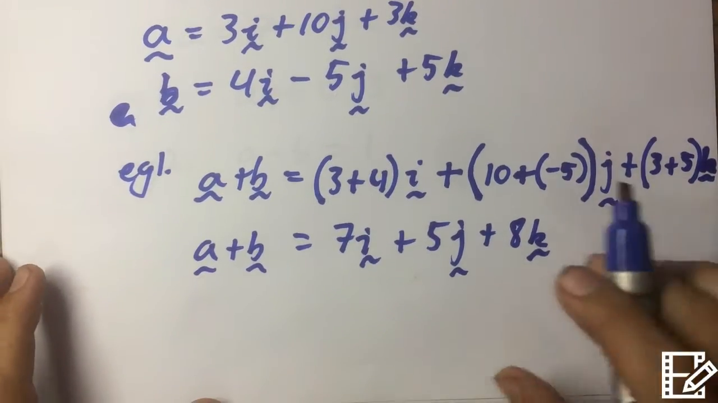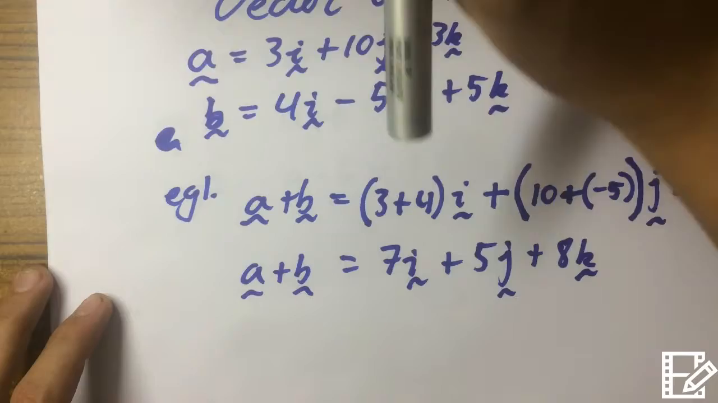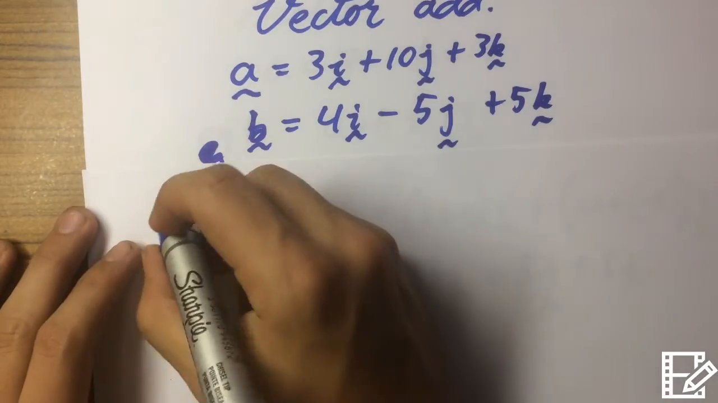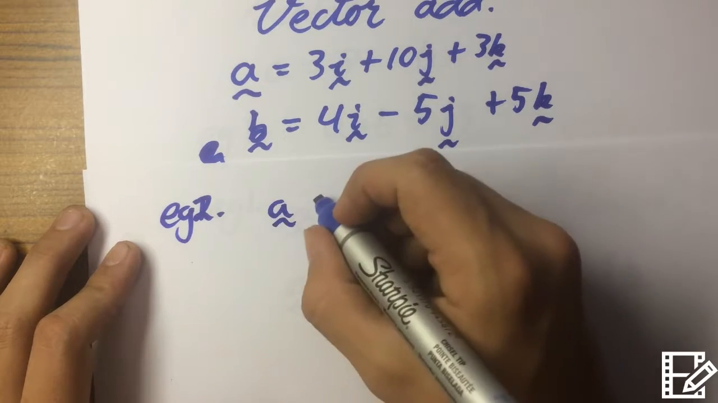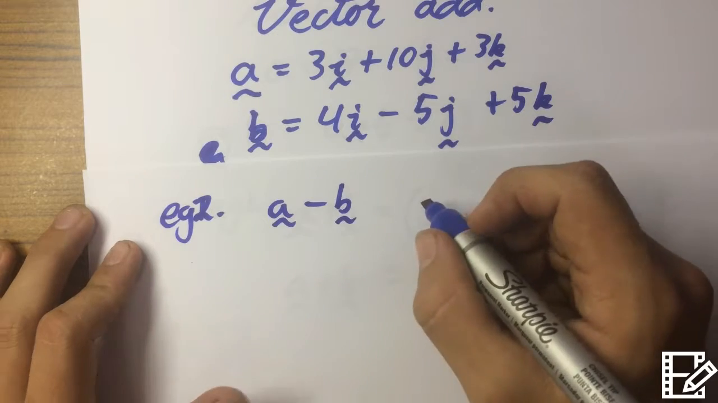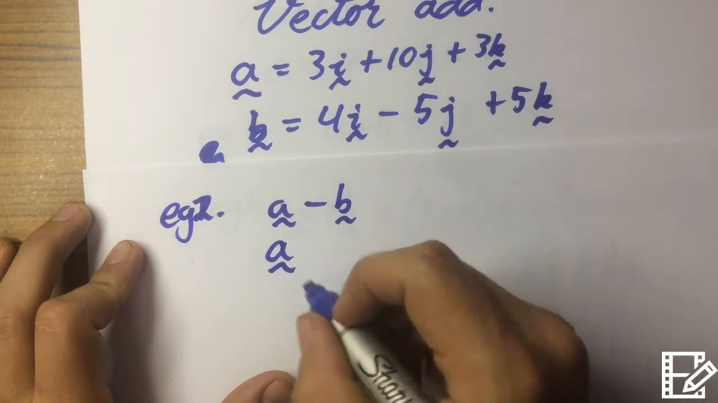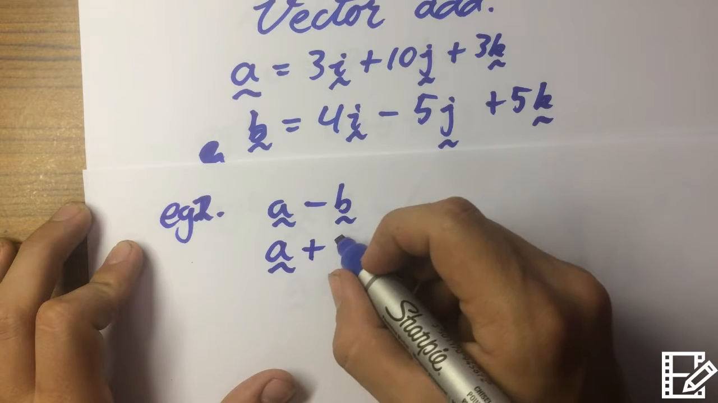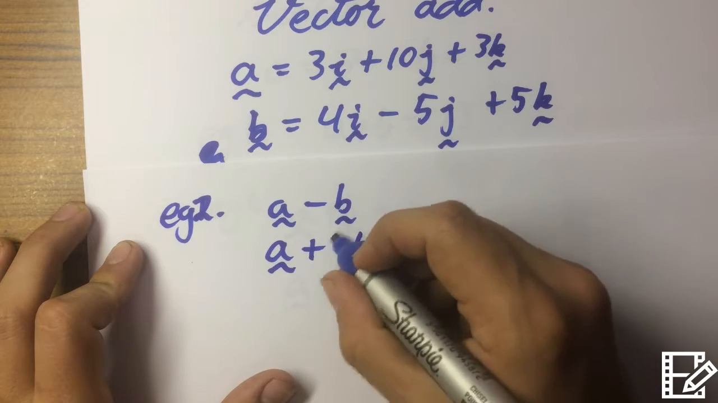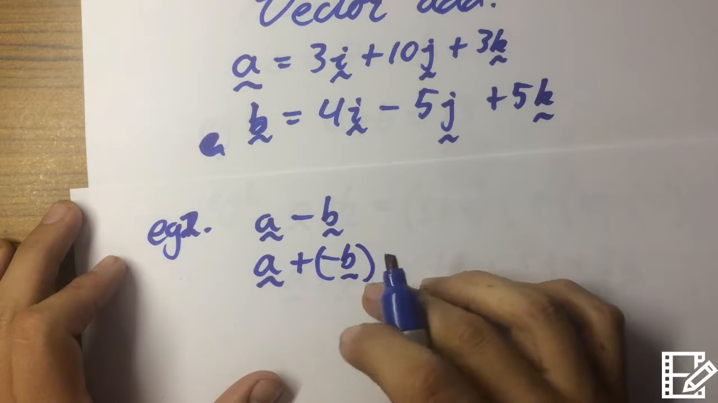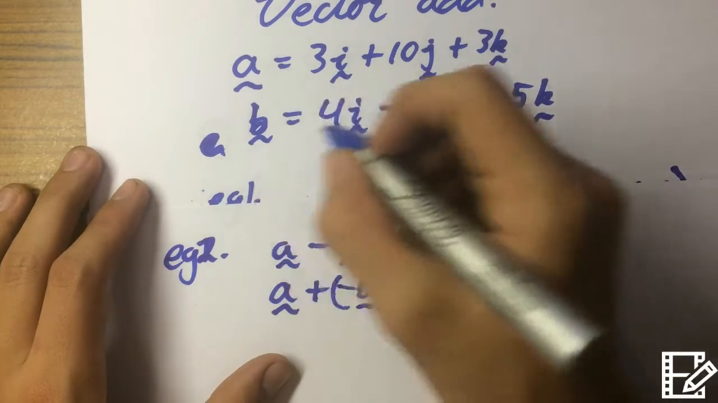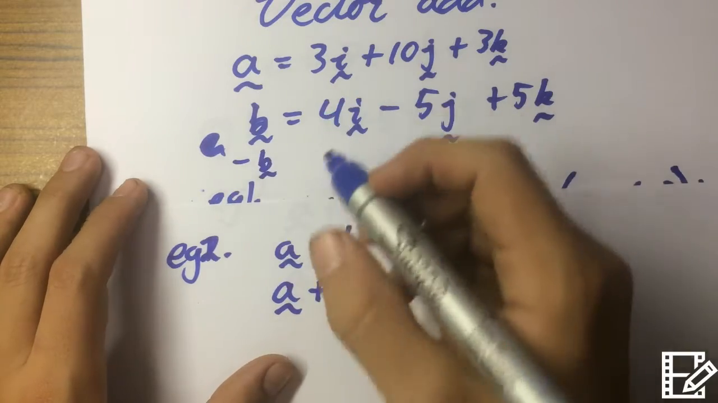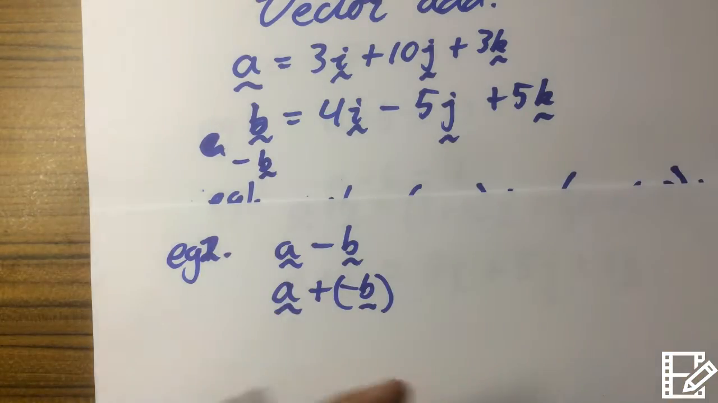Now, what we're going to do is an example using the same vectors, I'll keep them up. We'll have example 2: vector A minus vector B, or a positive A vector and you're adding negative B vector. What I usually do to make it easier is I draw up the negative B vector. So it's basically B in the opposite direction.